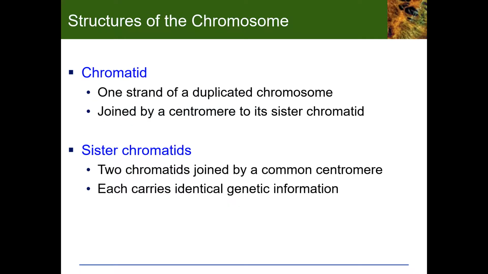Okay, structures of the chromosome. You have a chromatid, which is one strand of a duplicated chromosome. It's joined by a centromere to its sister chromatid, and sister chromatids are 2 chromatids joined by the common centromere. Each carries identical genetic information.